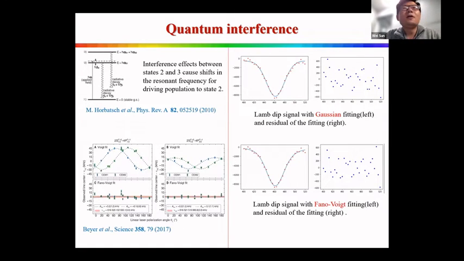and as can be seen from the right half of the figure, the residuals of the Fano-Voigt fitting are more symmetrical. It proves that it is a better fitting. So we believe that quantum interference in our experiment was largely removed this way.